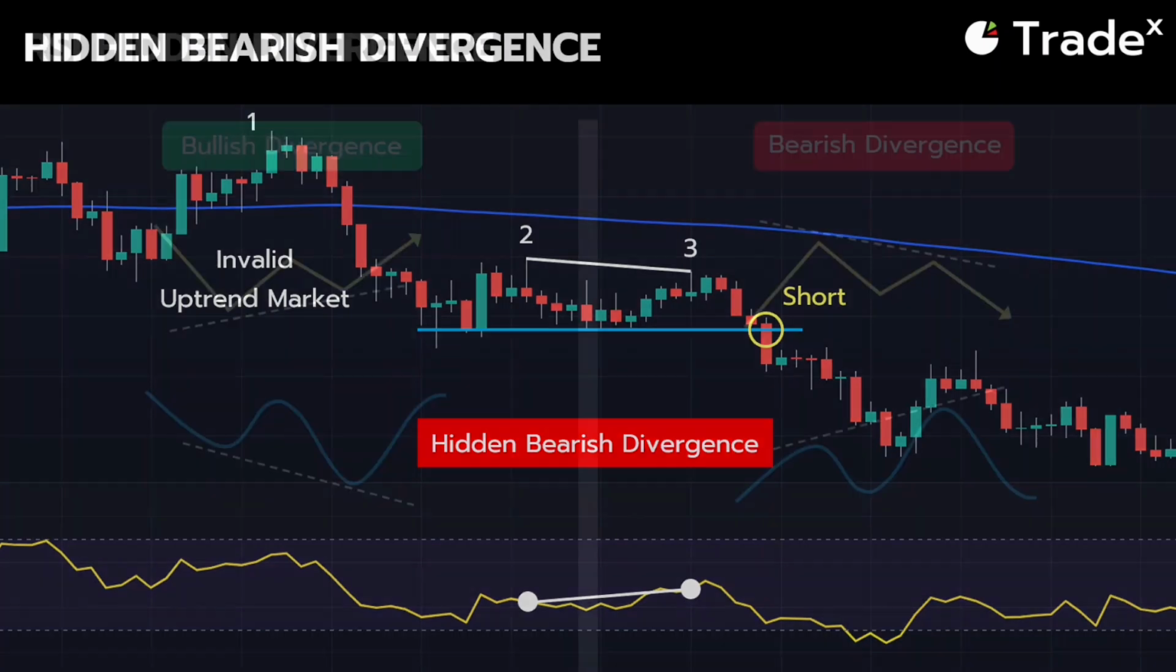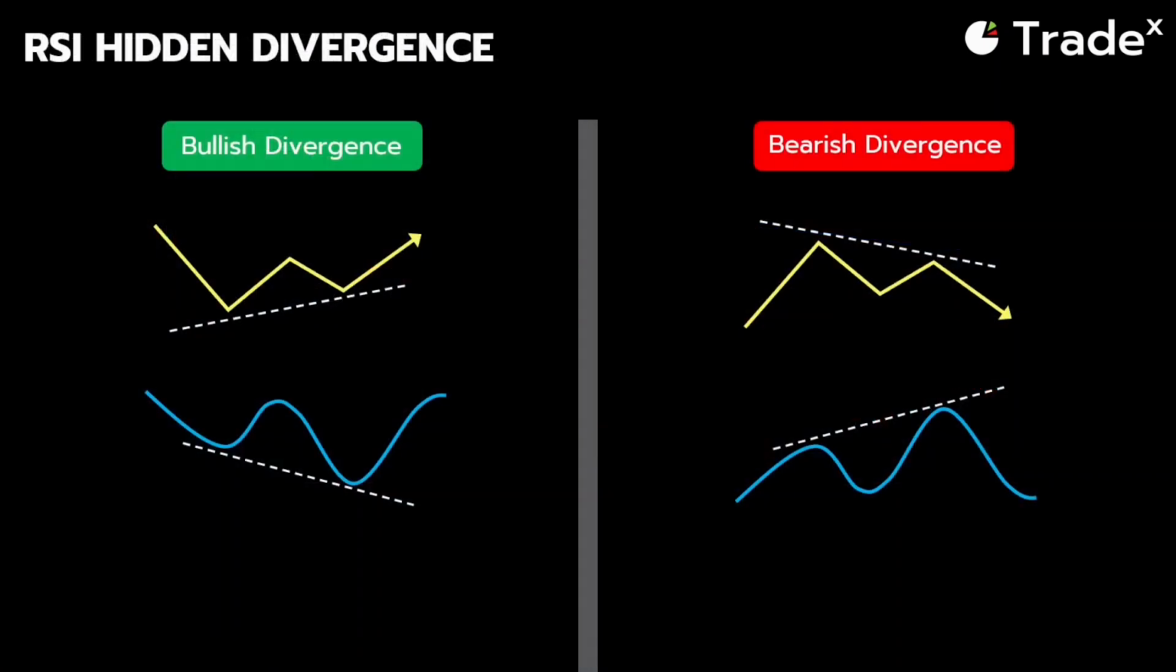In conclusion, hidden divergence reveals key insights into trend continuations. Hidden bullish divergence suggests an uptrend may persist despite weak momentum, while hidden bearish divergence indicates a downtrend is likely to continue even with a brief momentum rise. We've also covered 2 handy mnemonics to help you remember hidden divergence patterns.